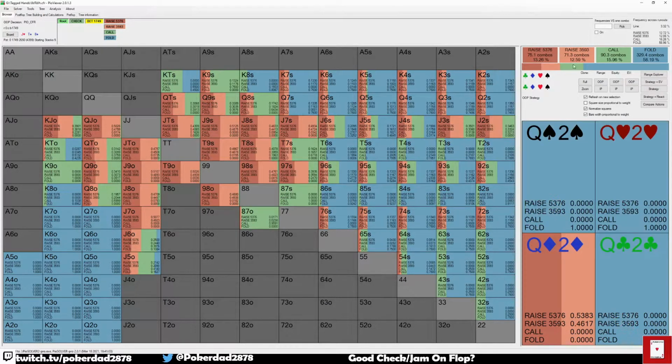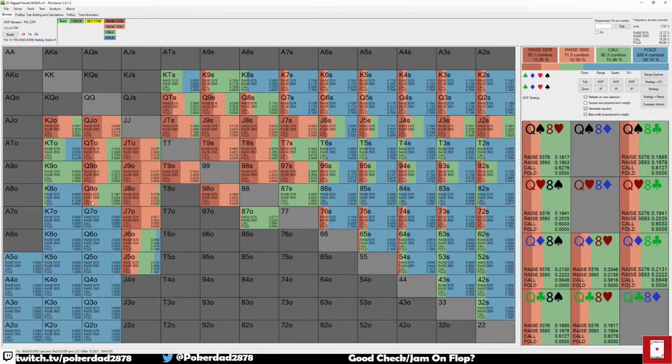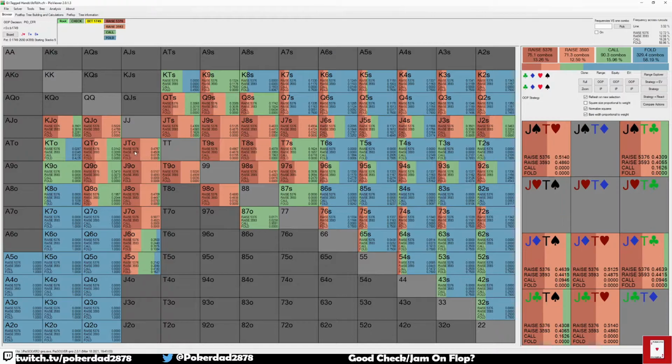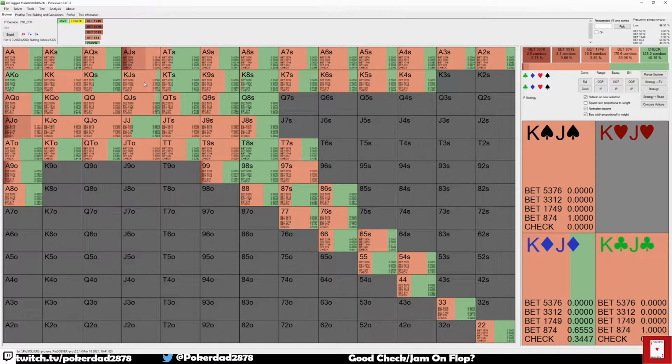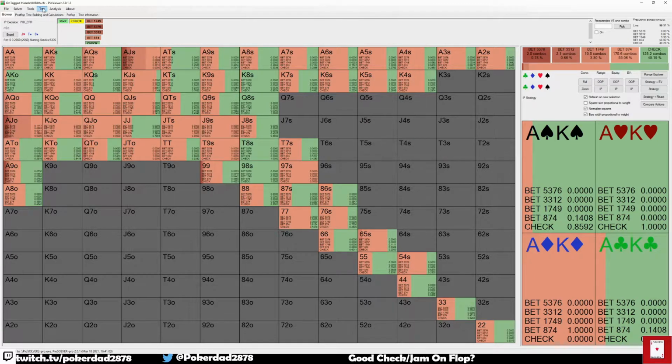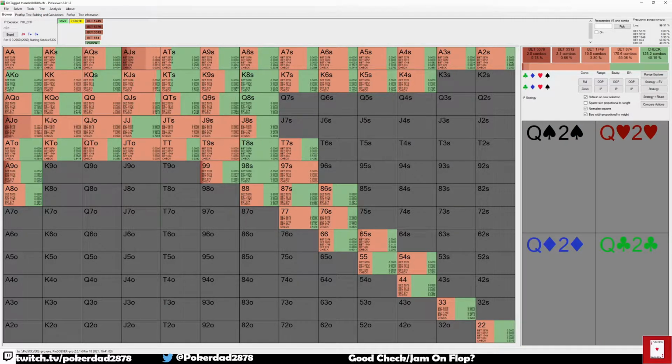We're going to have some raises actually, but more so going to be jamming. But I want to node lock this now, knowing that our opponent bet big with King Jack suited, which is not a hand that he would be betting big with at all. So let me pause this real quick and then come back.